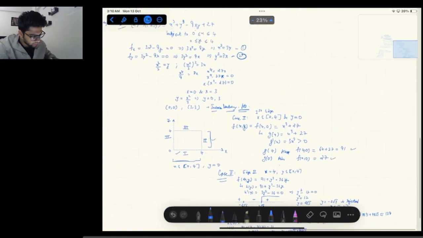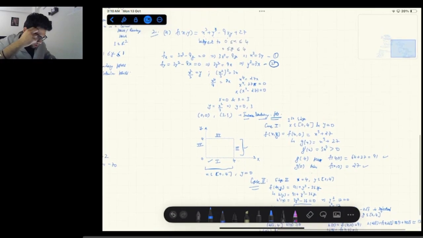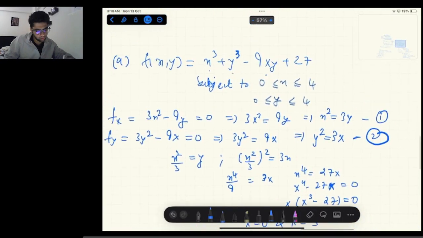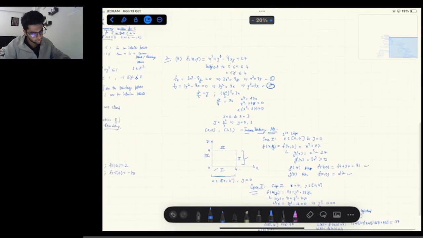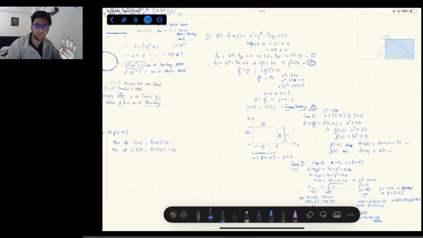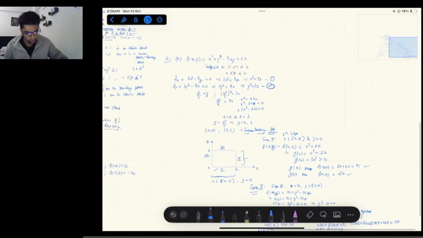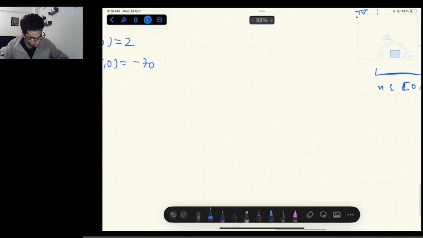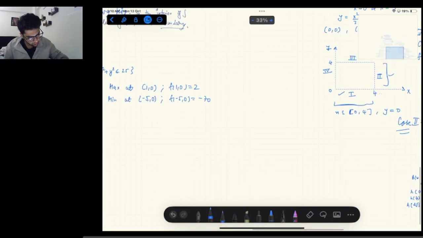So we have solved case 1 and case 2. Now we can see that this is a symmetric function. So x cube plus y cube minus 9xy plus 27. Right? This is a very symmetric function. So if I just find case 3 and case 4 also, I would be getting the same values only, right? But I'll be showing you some part of it. So let me just solve case 3 and case 4 here.